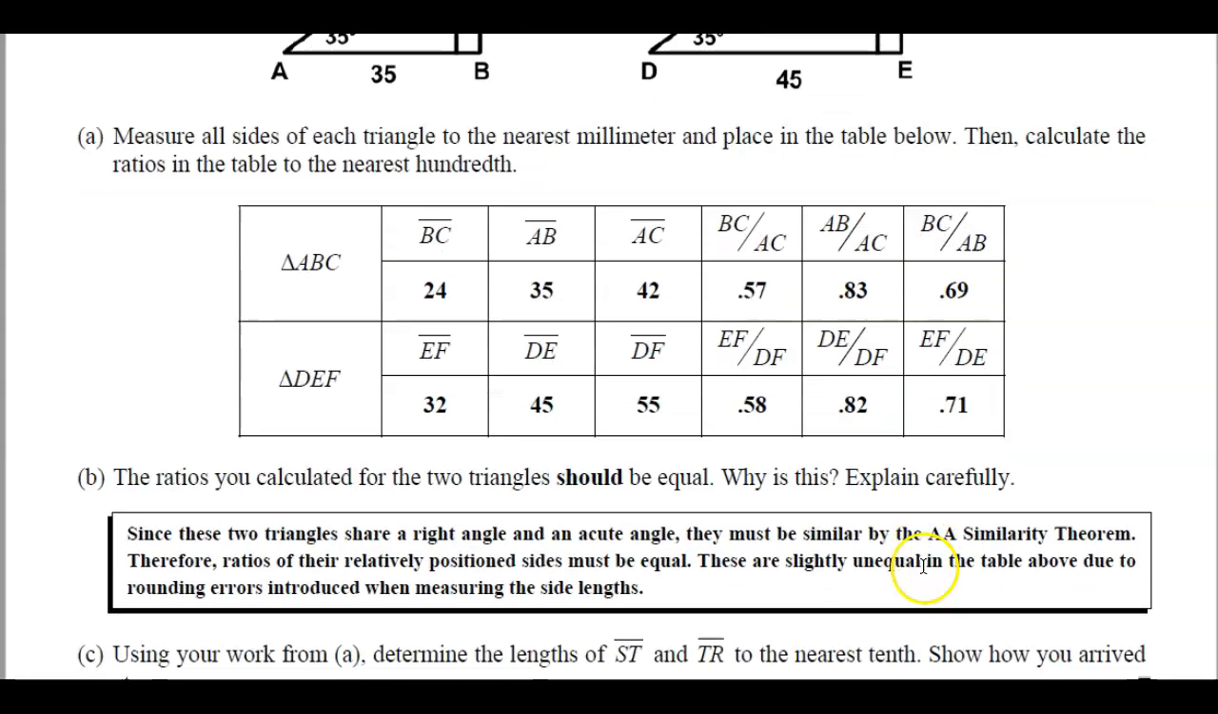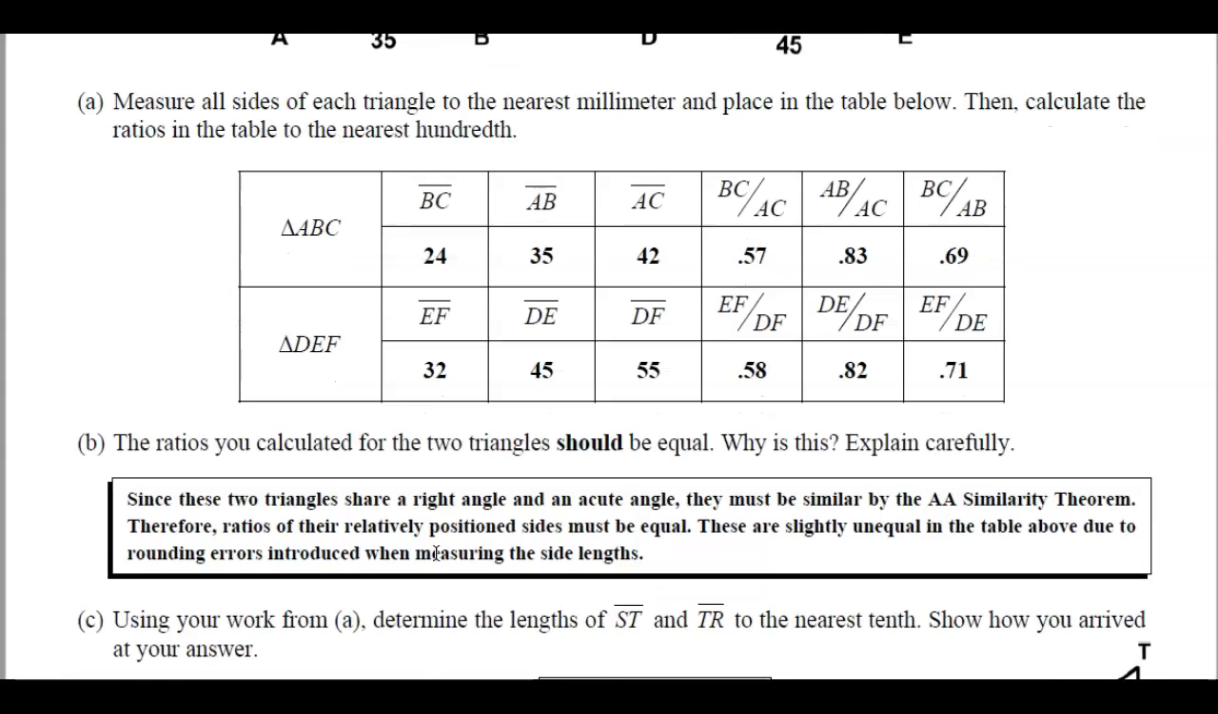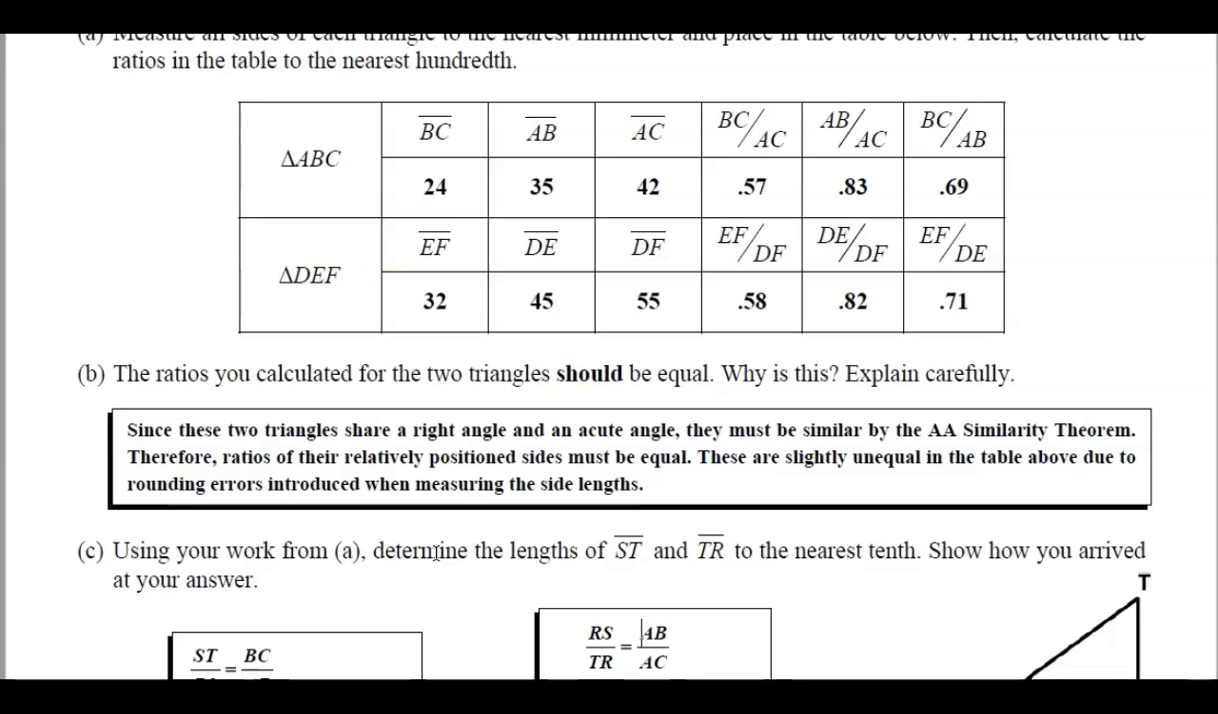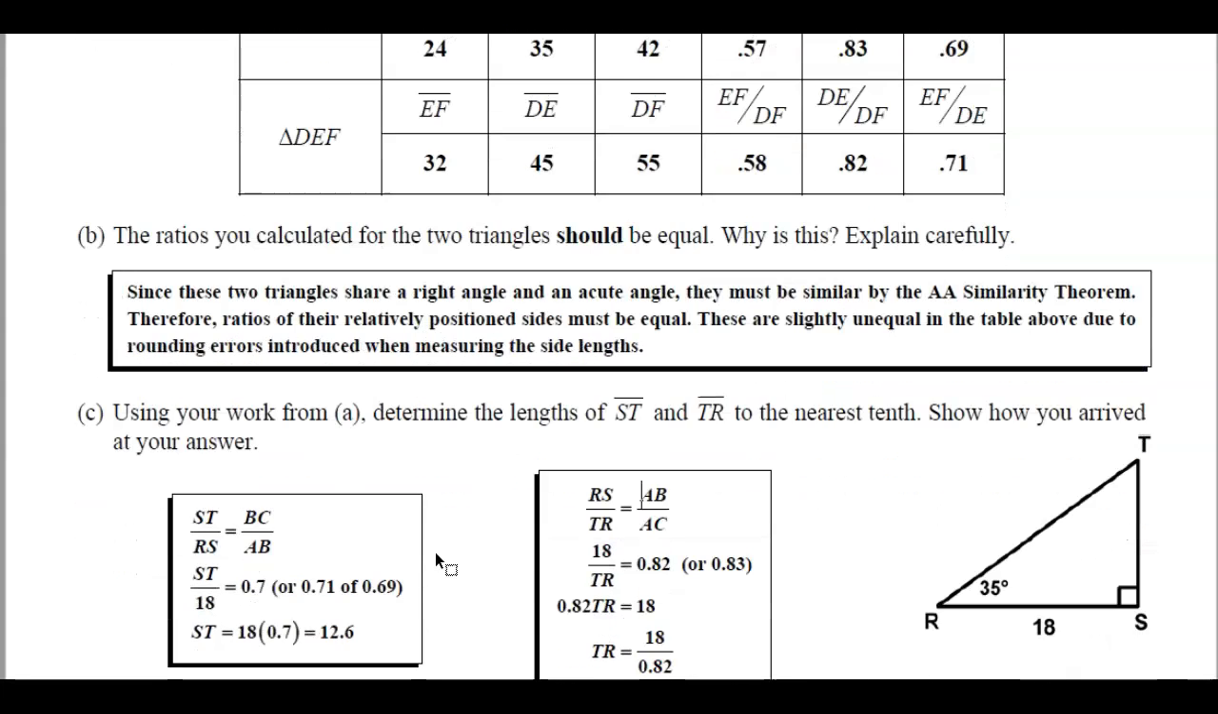All right, so if we want to try to summarize what's going on here, if we share a right angle and an acute angle, they're similar by angle-angle. So all of the ratios of the relatively positioned sides, and that's the key right there, relatively positioned, must be equal. They're slightly unequal here because of rounding errors, but they're going to be relatively equal. All right, so using that work from part A, determine the lengths of ST and TR to the nearest tenth.